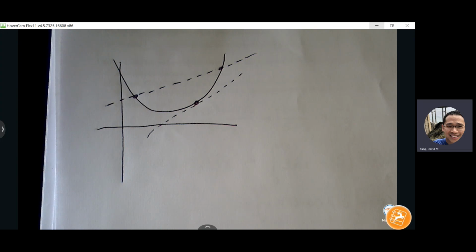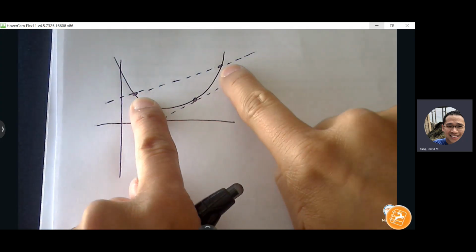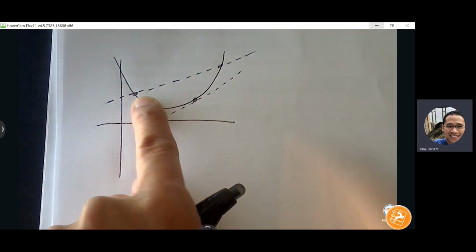Now, to get to the tangent line equation, all I need is an ordered pair and slope. To get to the secant line equation, same thing. I just need any ordered pair, but I don't need any calculus because I can just pick off any 2 points here, find the slope, and then do point slope form.